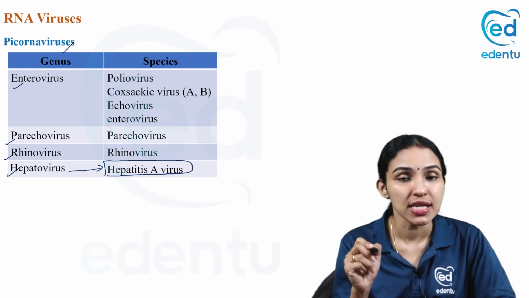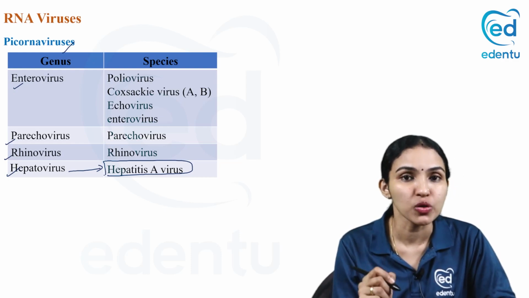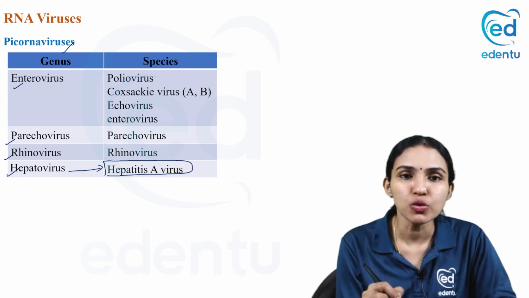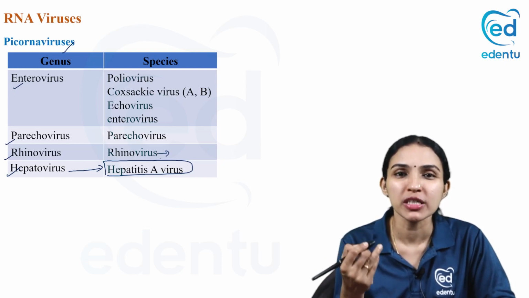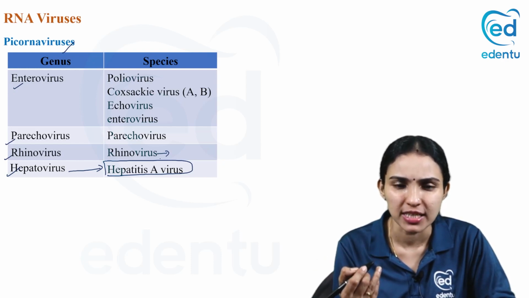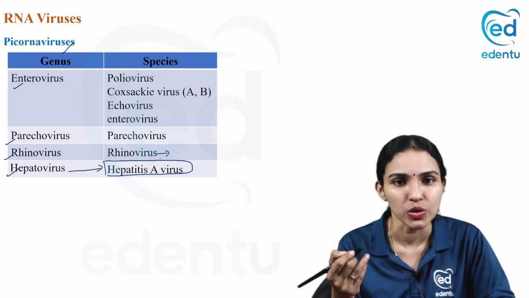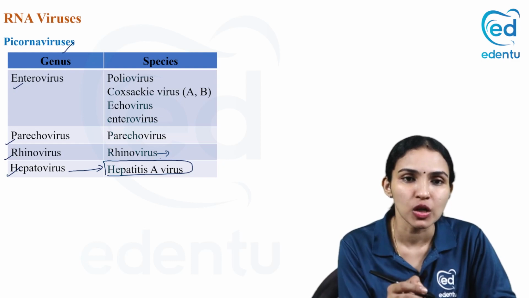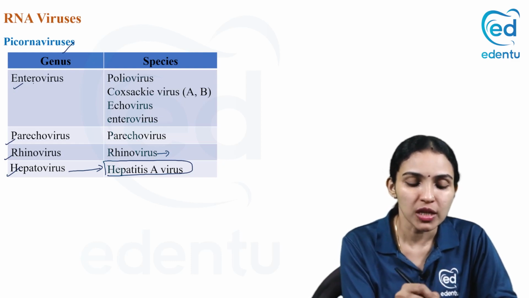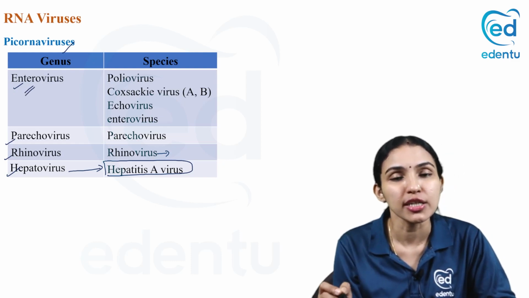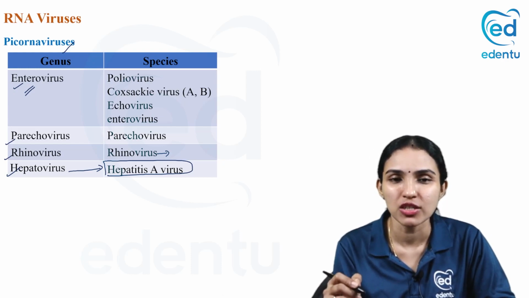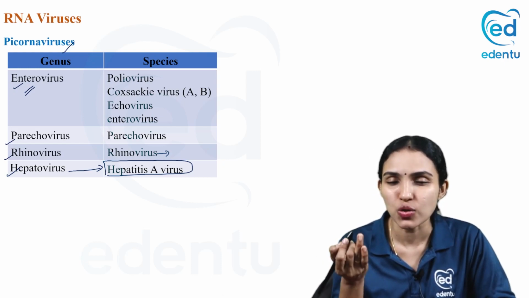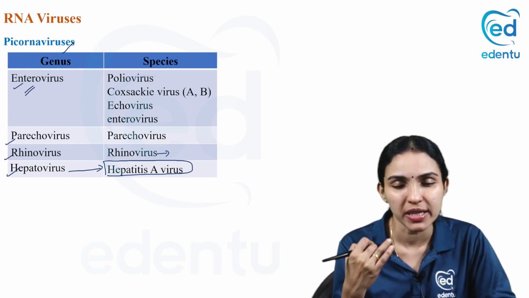So hepatitis A virus, we have seen, belongs to the Picornaviridae family. Rhinovirus causes the human common cold; the most common virus causing the common cold we normally get is rhinovirus. And Parecho is also a less important virus, but we can concentrate on the enterovirus group. Why is it called enterovirus? Now you know entero means related to the enteric, intestine. So you get the infection through the oral route by ingestion.